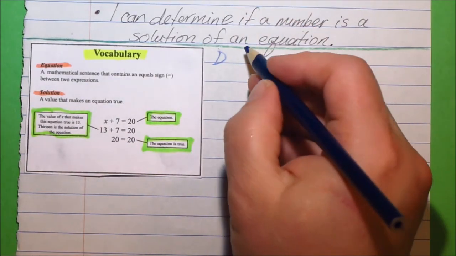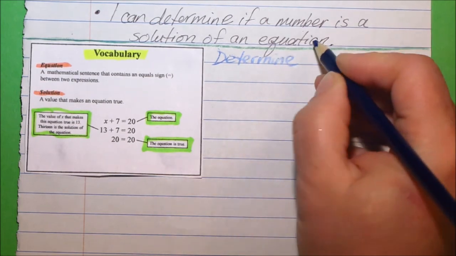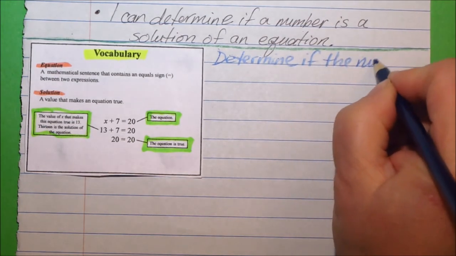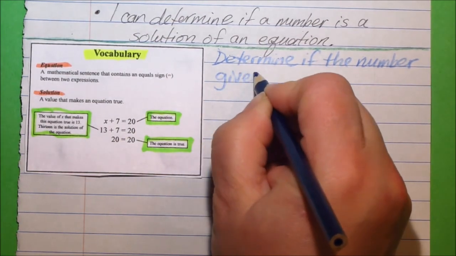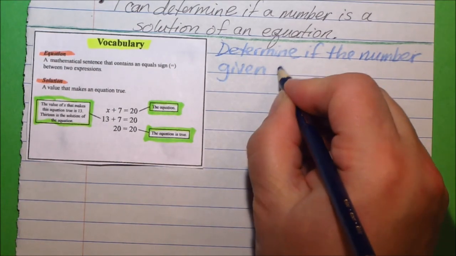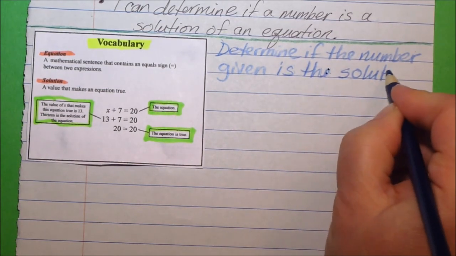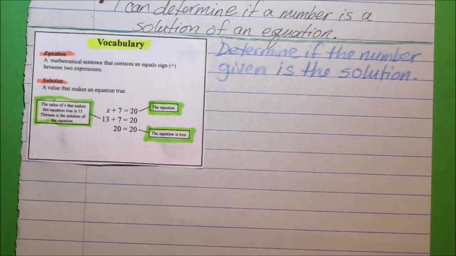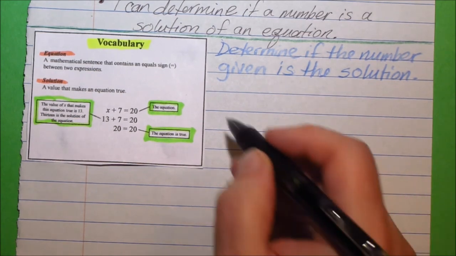Determine if the number given is the solution. That's the instructions for the examples we're going to do now. Determine if the number given is the solution. So, problem number one.